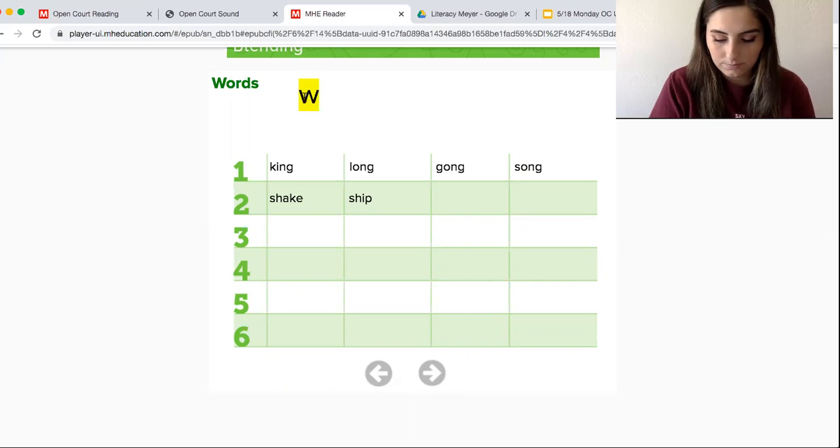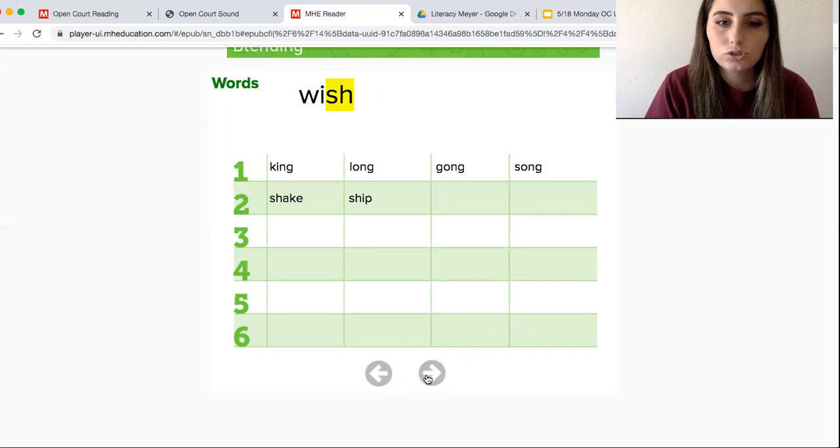W, I, blend, with, sh, blend, wish. Let's say all the sounds in wish. W, I, sh, wish.